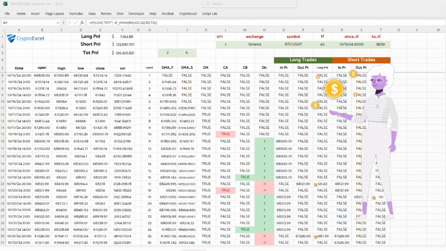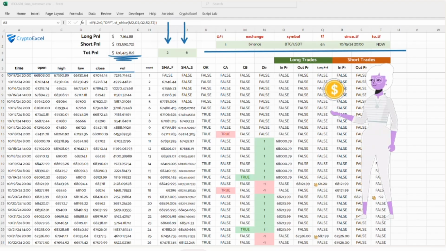This is the final model. All the formulas are in the description, where you can also find a link to the Excel file. Historical market data can be obtained using CryptoExcel add-in function OHLC. Using the parameters 2 and 6 for the short and the long moving average, we have a loss of around 26,000 USDT. Not a very good result.